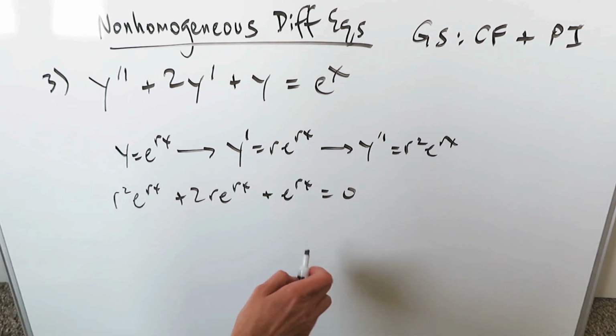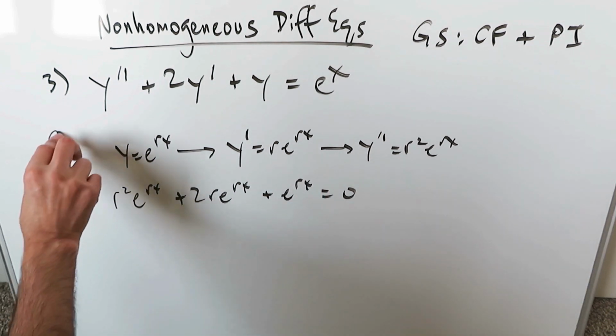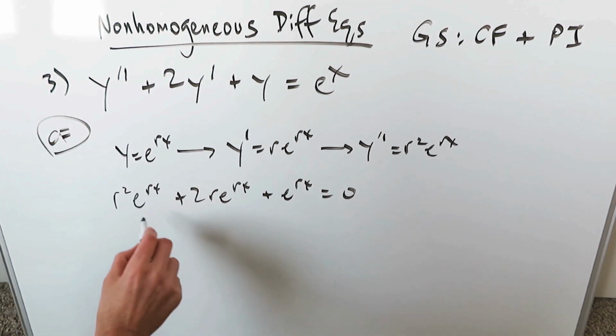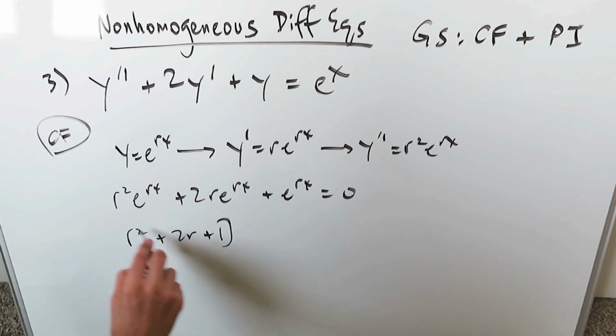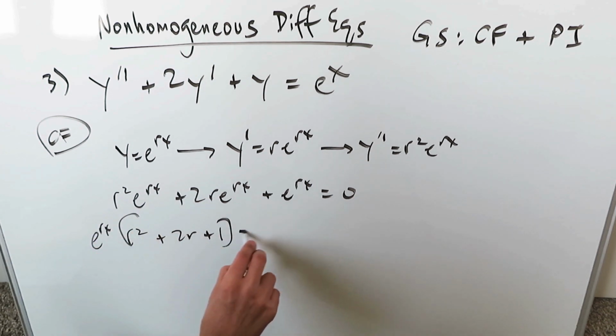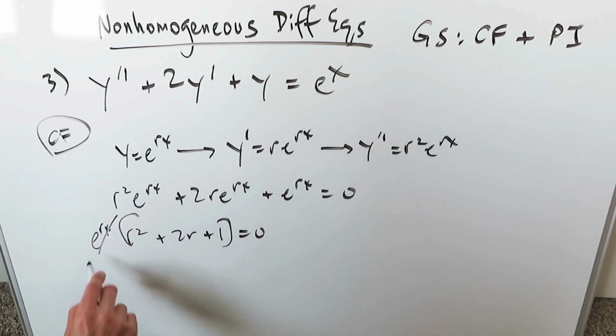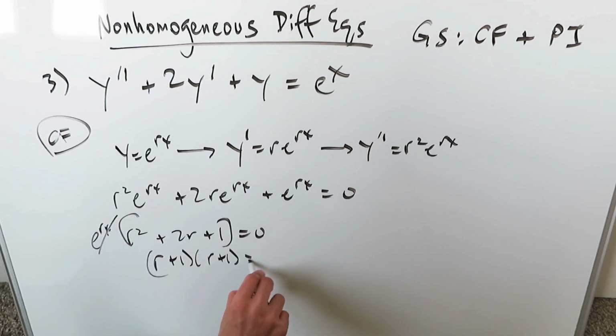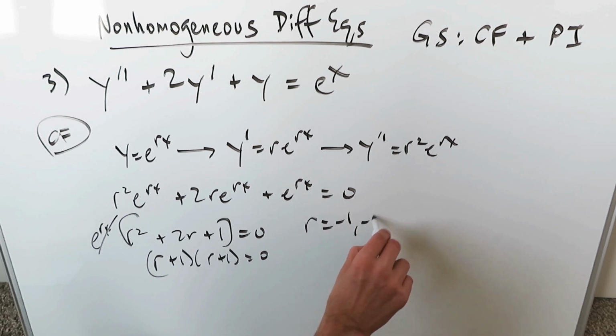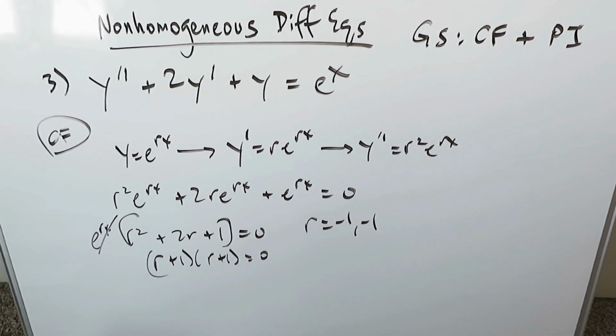You're always equaling it to 0 because you're treating that part, the complementary function determination, as homogeneous. You have here r squared plus 2r plus 1 because you've isolated e to the rx, is equal to 0. You take it on the other side and it zeroes out. I am looking at r plus 1 times r plus 1 is equal to 0. Therefore, r is equal to minus 1 and minus 1. You have two real solutions, but they're identical.